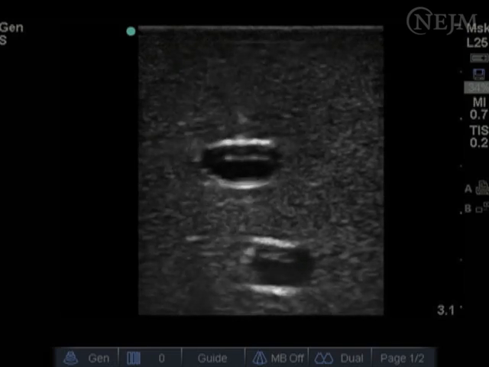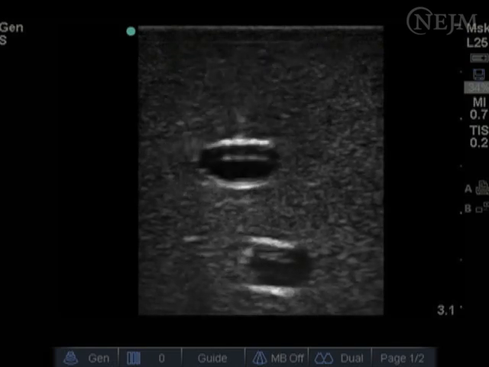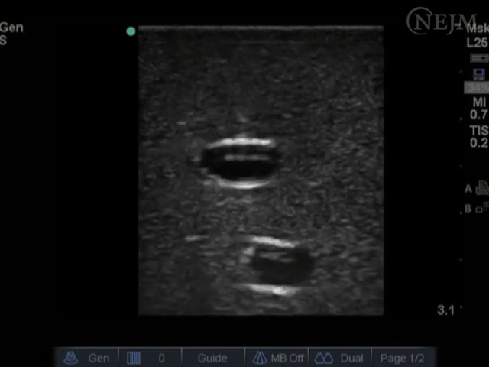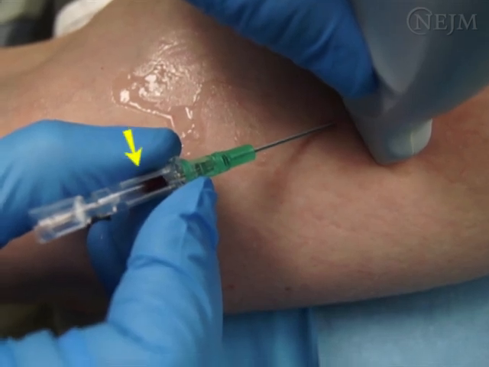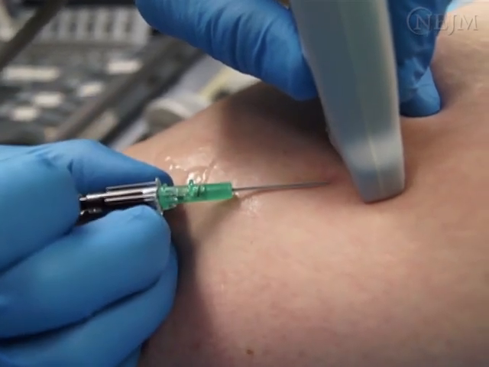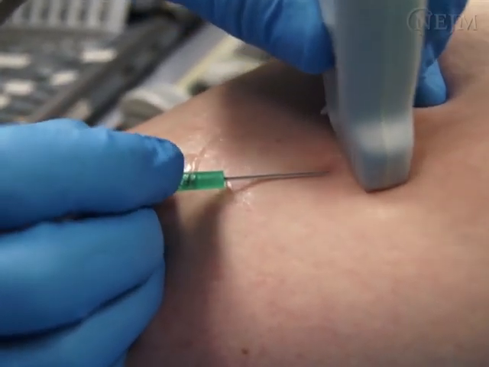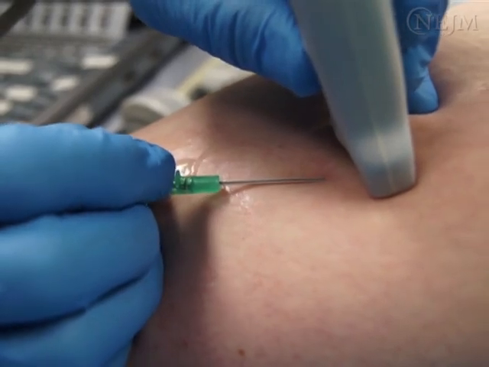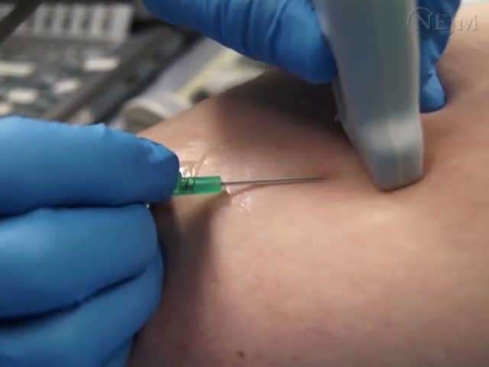Be careful not to advance the needle too deeply. Look for indentation of the anterior wall as the needle tip enters the vein. Watch for blood return. Decrease the angle of the needle and advance it 1 to 2 millimeters further to make sure the entire needle tip and the tip of the catheter are inside the vein.